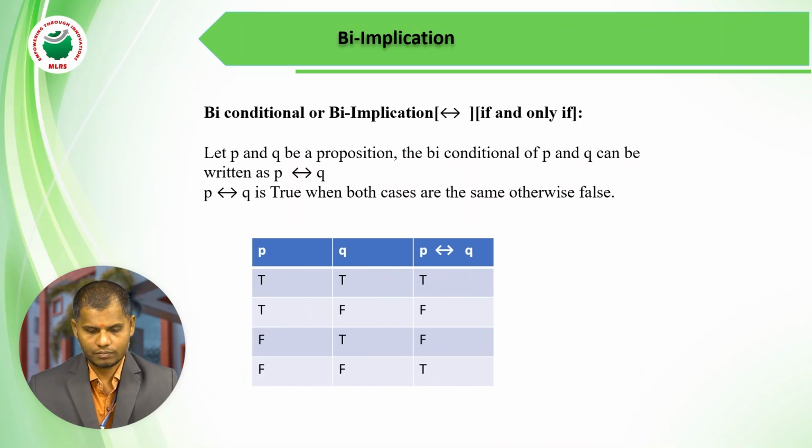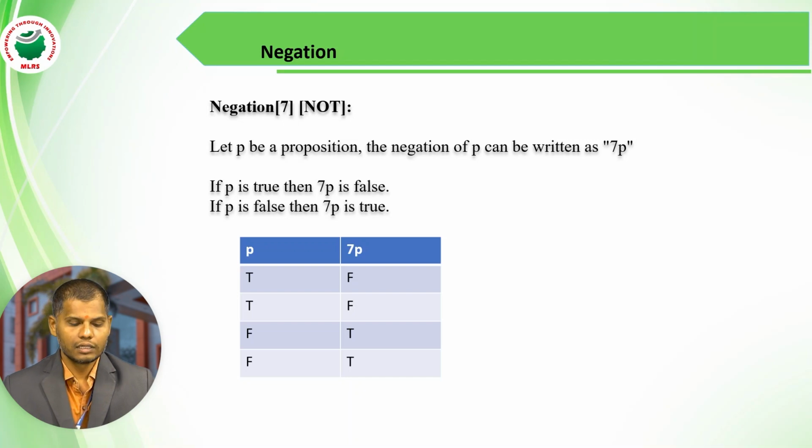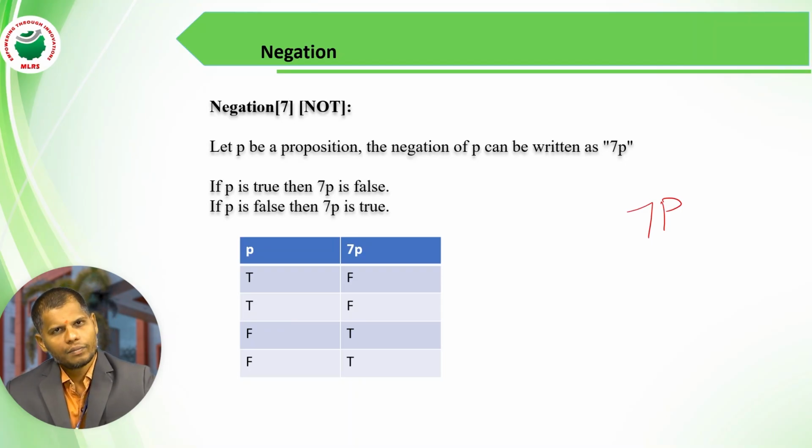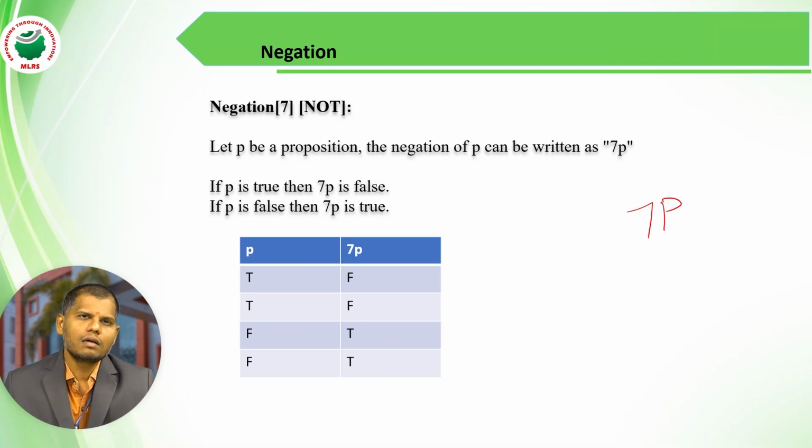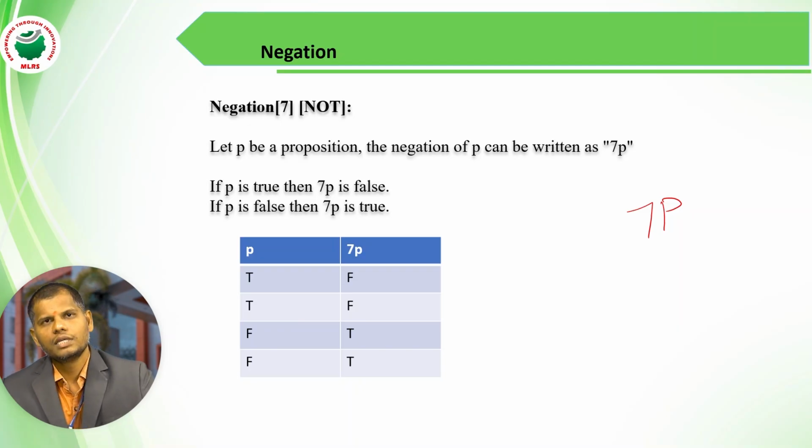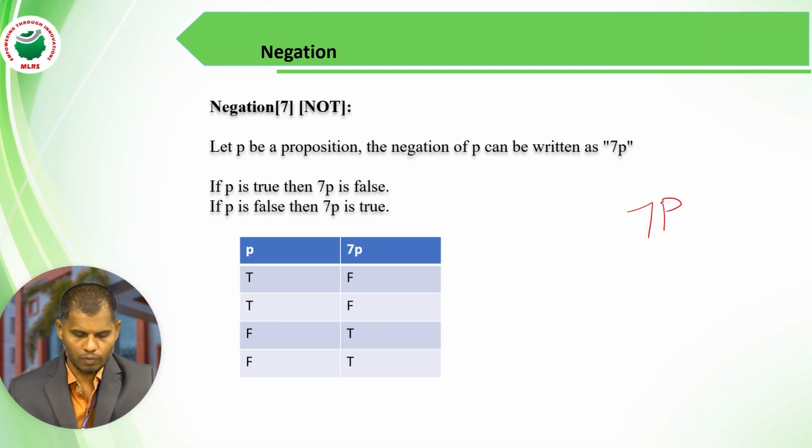Next, the negation statement. Let P be a proposition. The negation of P can be written as negation P. If P is true, then negation P is false. If P is false, then negation P is true. This is called the negation statement.